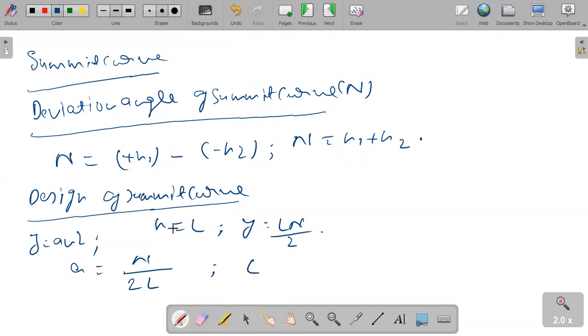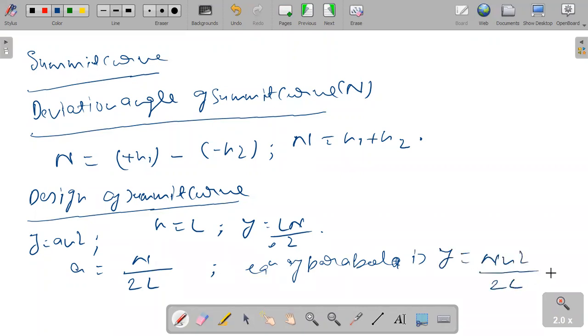If you put x equal to L and y equal to nL by 2, then you'll get n by 2L equal to a. So our equation of parabola is y equal to nx square by 2L. Okay, so this is all about the equation of parabola for design of summit curve.